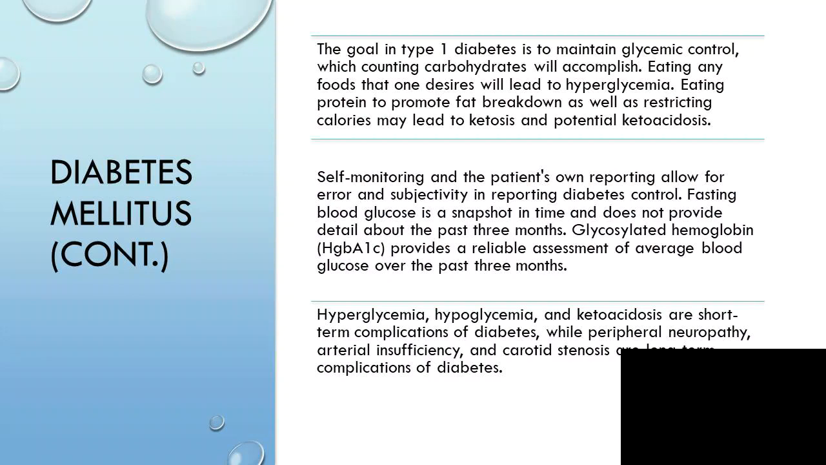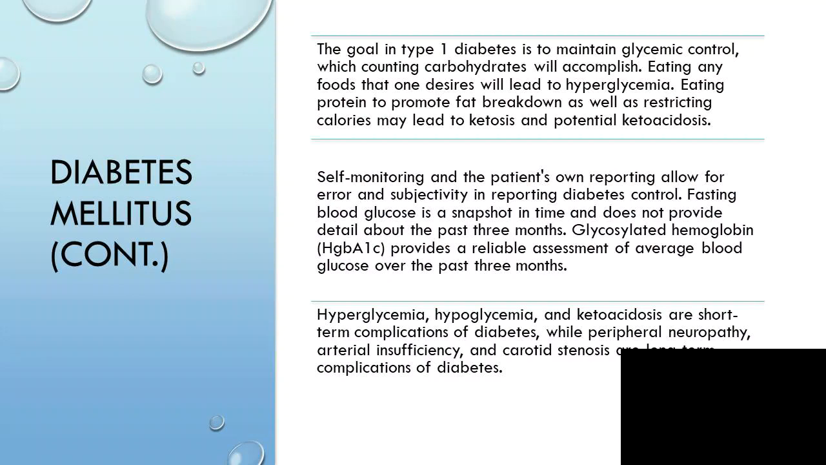Self-monitoring and the patient's own reporting is notoriously unreliable, very subject to error in the reporting of diabetes control. And so to get a more comprehensive look at what the average of their blood glucose has been, we look at their glycosylated hemoglobin, also called a hemoglobin A1C.